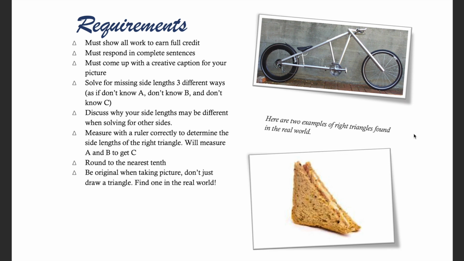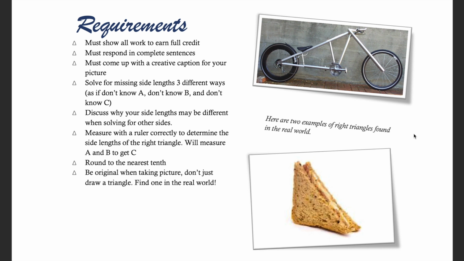So essentially what you need to do is you need to find a picture that has a right triangle in it and find the side lengths. Okay. You need to solve for missing side lengths three different ways, as if you don't know side length A, side length B, or side length C. You need to discuss why your side lengths may be different when solving for other sides. So why is this side length bigger or smaller than the other ones? Okay. You will need to measure with a ruler or a tape measure to determine the side lengths of the right triangle. You will need to measure to get A and B to get C, stuff like that.